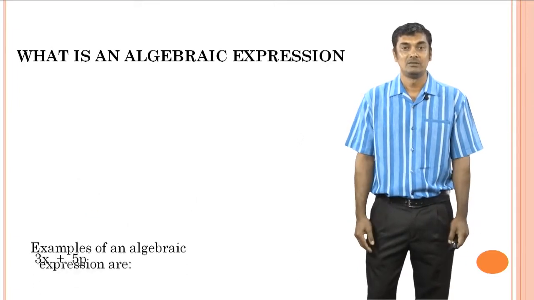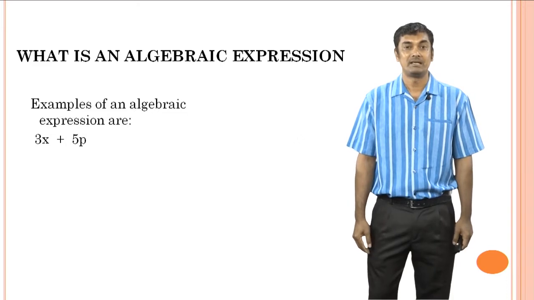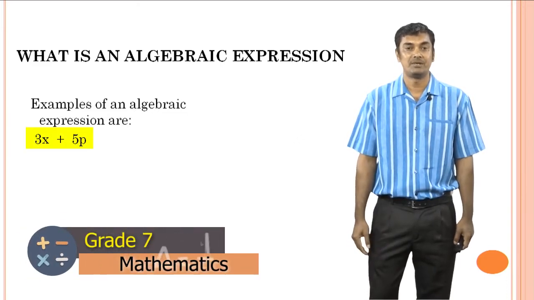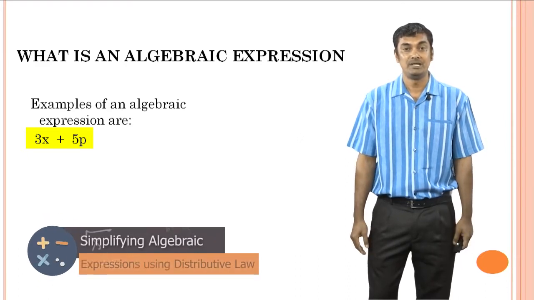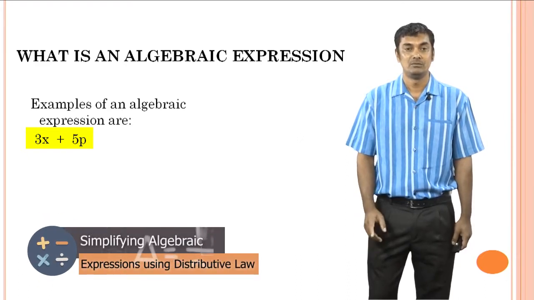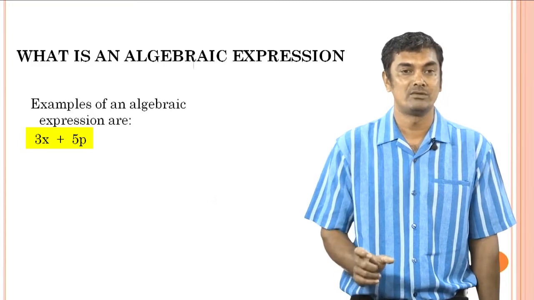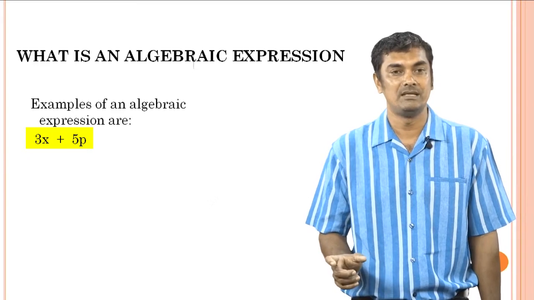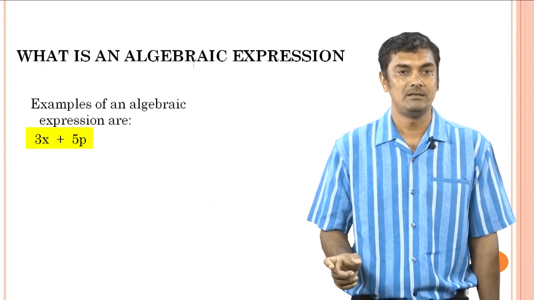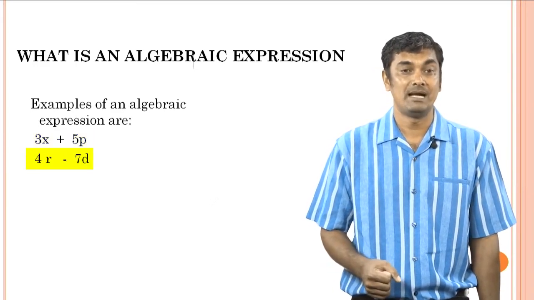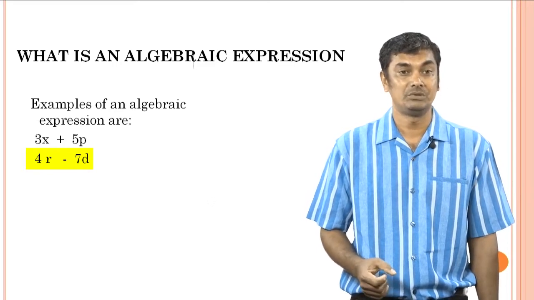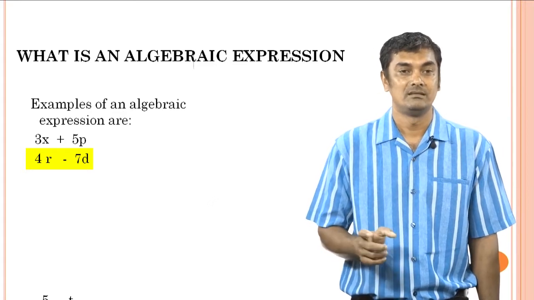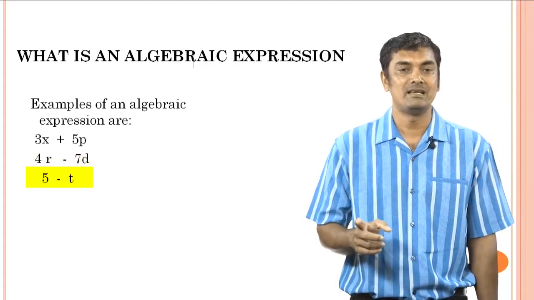Having known that, what is an algebraic expression? Examples of algebraic expressions are 3x plus 5p. Note we have more than one term. One of the terms being 3x, another term being 5p. Another example, 4r minus 7d, two terms, 4r and minus 7d. Another example, 5 minus t.